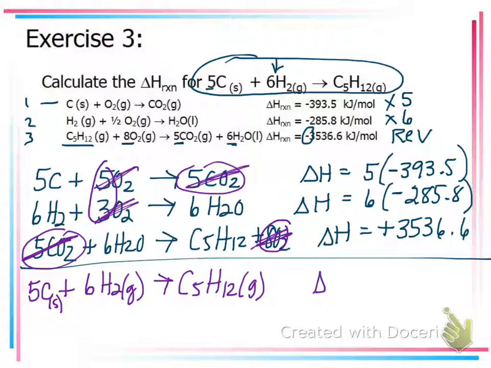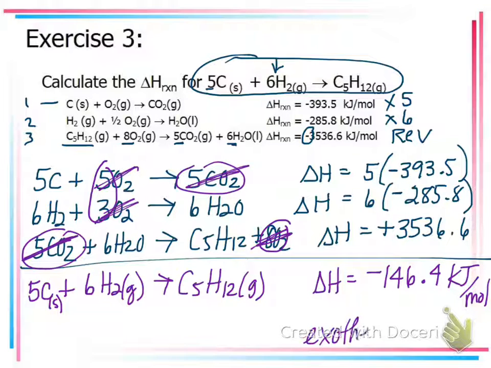So now I need to go add up all my delta H values, remembering to multiply the first 2 by the integers that they need. And when all is said and done, I get a negative 146.4 kilojoules per mole. And of course, because it's negative, that would definitely be an exothermic reaction.